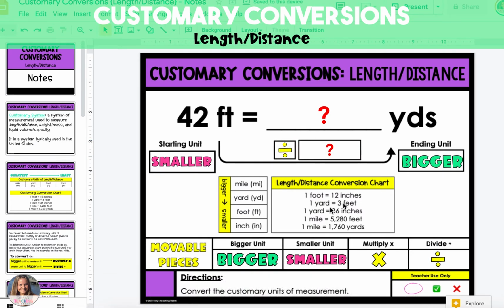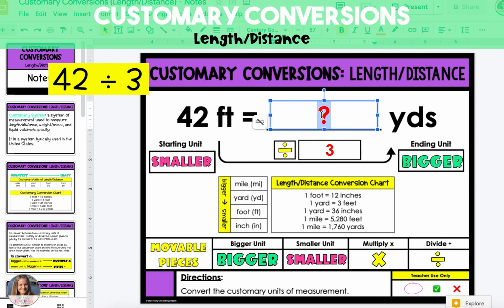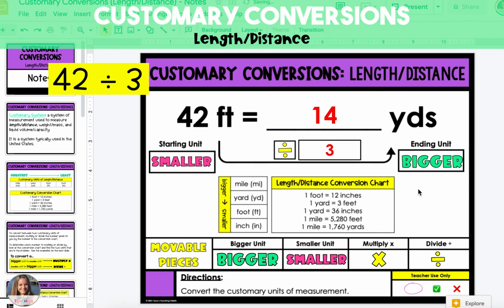Next, we're going to look at our conversion chart to determine what number to divide by. 1 yard is equal to 3 feet, so we're going to divide 42 feet by 3. When we do this, we get 14. So 42 feet converts to 14 yards.